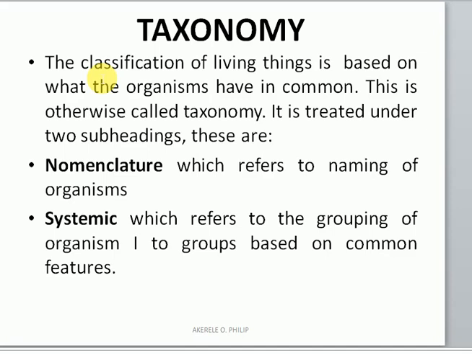examinations. So classification could be in two categories: nomenclature, which means we are giving names to living things, and the names are meant to be two, basically the generic name and the specific name, and these names are meant to be written in italics. And the second category under taxonomy is systematics, putting organisms, grouping them into groups based on what they have in common.